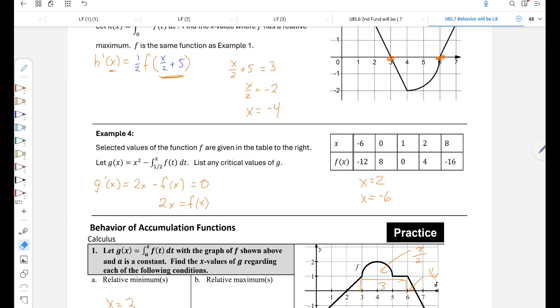I found the critical values. You're a critical value if the derivative equals 0. Okay. Questions on that? All right. These ones you just kind of have to play around with and work through and figure out how to do them for yourselves. All right. That is all of the notes.